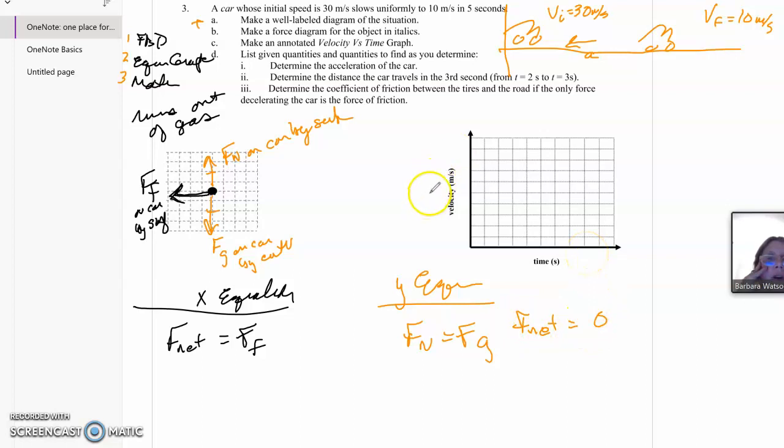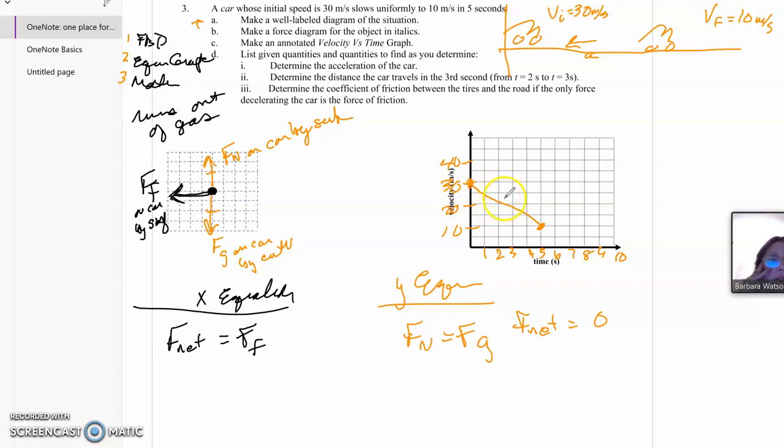Okay, so if I go to the graph, what I know is that I think I'm just going to look at it this way and say, 1, 2, 3, 4, 5, 6, 7, 8, 9, 10. Right? So it starts at 30 and goes to 10 in 5 seconds. So 30 to 10 in 5. So there we are, right?